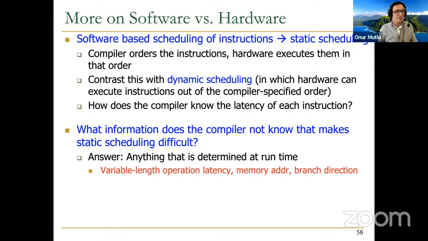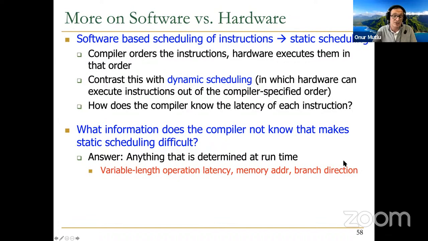So the compiler needs to be conservative in the ordering. And it needs to make sure that everything works correctly. So it may need to increase the code size, et cetera, as we will very briefly see later on. So this is something else that the compiler doesn't know. And the last thing the compiler doesn't know is the memory address.